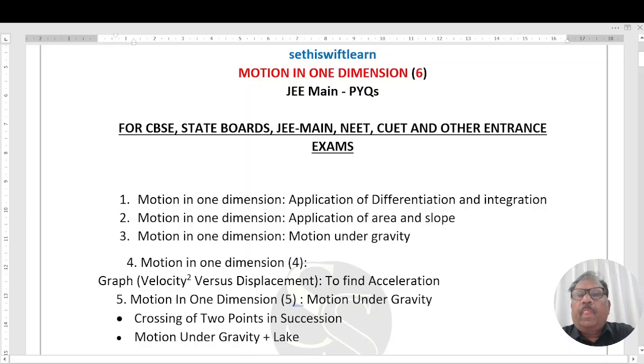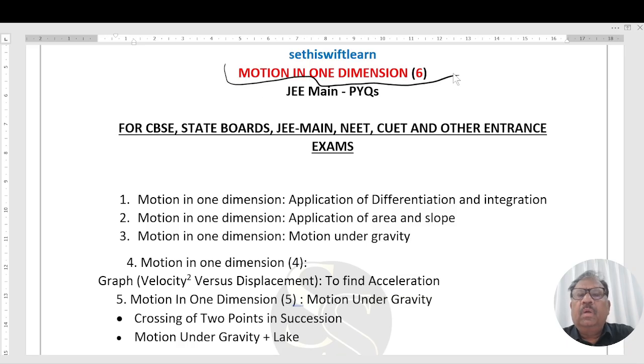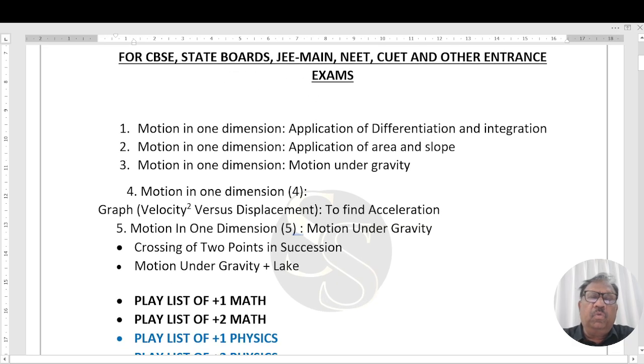Hello students, in today's session, motion in one dimension. Further, the very basics will be clear through illustrations taken from JEE Main 2025 PYQs. In earlier sessions we have gone through all.